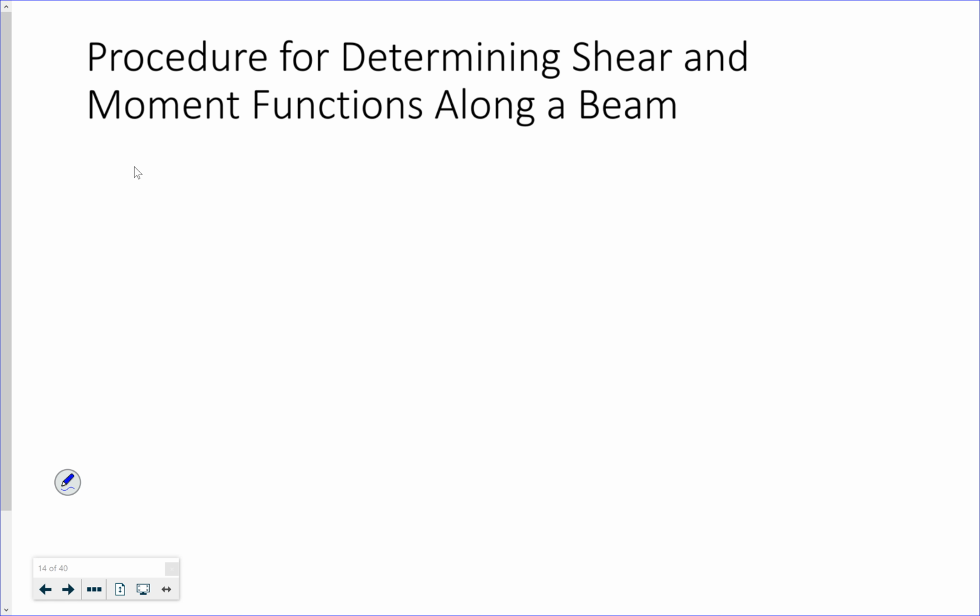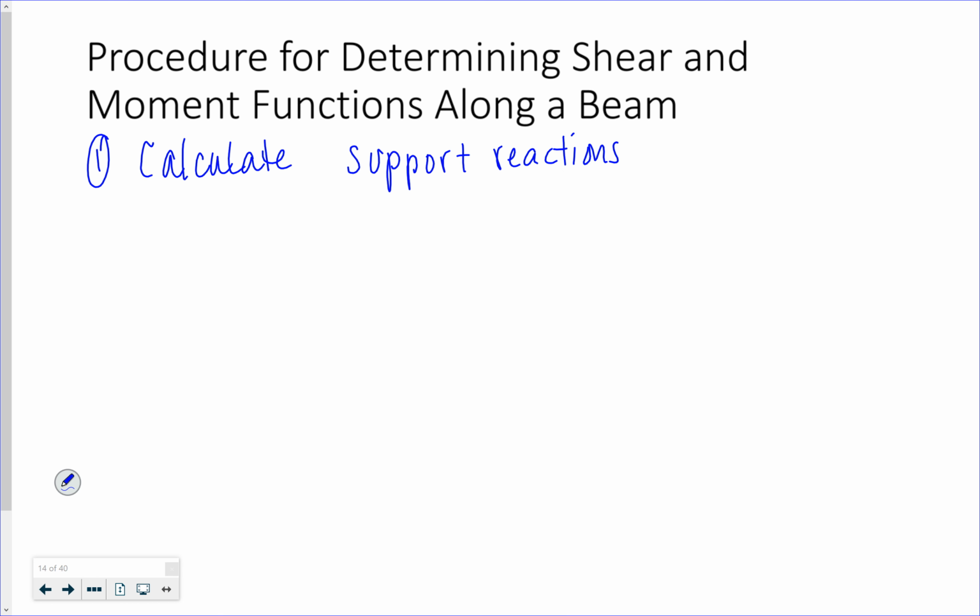The procedure for doing it, again, let's calculate our support reactions. This is all for determinate beams, so we should be able to solve for those support reactions. Then separate the beam into different sections based off of changes in loadings that could lead to discontinuities. We'll show what that means in the example.